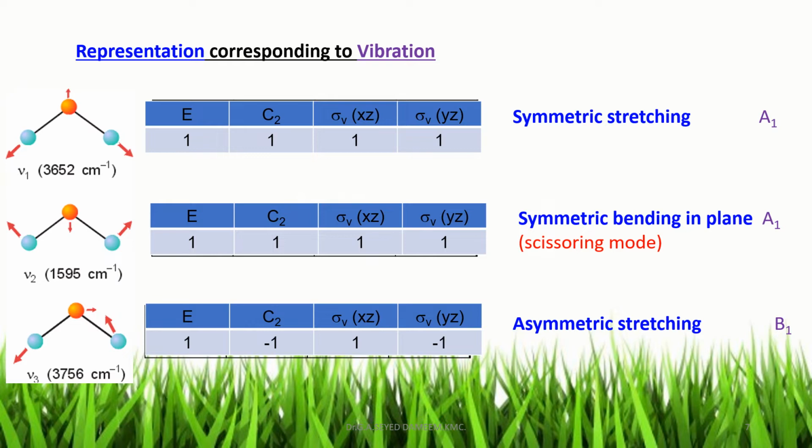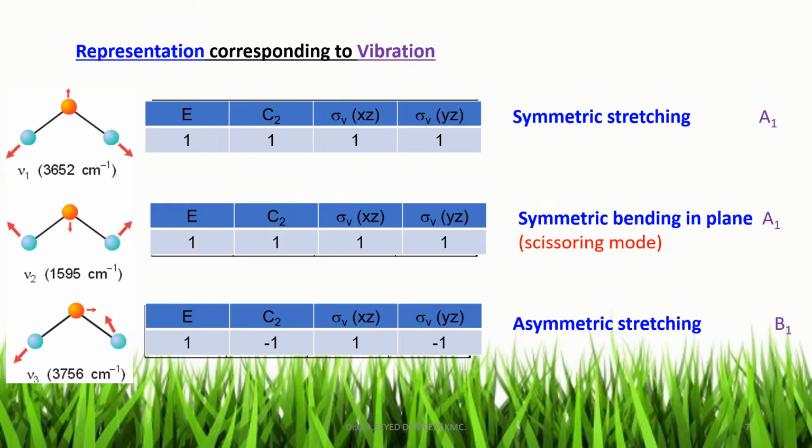In the case of the water molecule, there are a number of vibrations: symmetrical stretching, asymmetrical stretching, and bending vibration. Here symmetrical stretching means equal extension or compression of the bonds, and symmetrical stretching has A1 character. After symmetrical stretching, on operation of identity element E, C2, sigma v xz, sigma v yz, we get a structure similar to the original one. The final structure is indistinguishable from the original one.